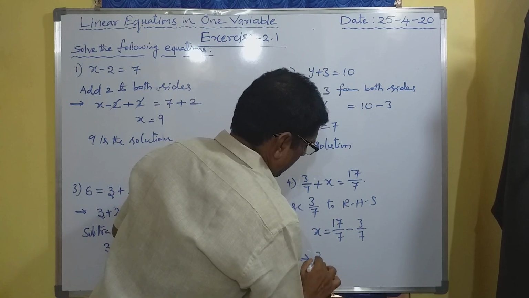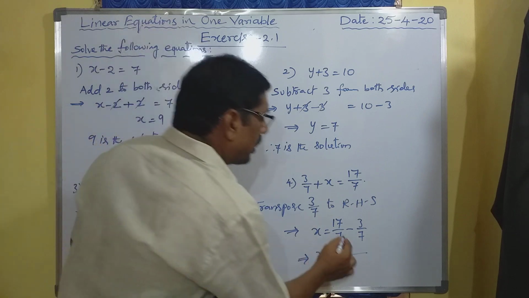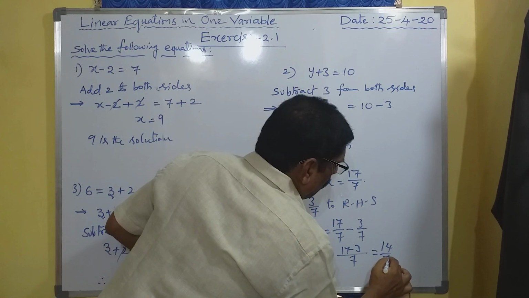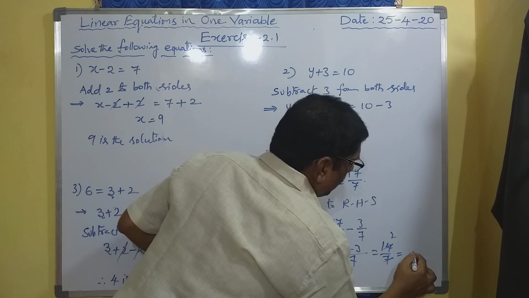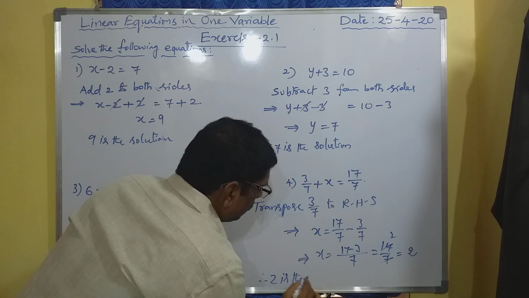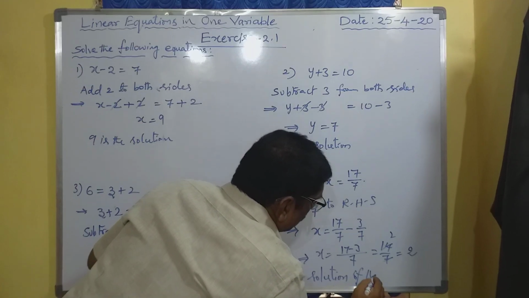This implies x is equal to, these two are like fractions, they have the same denominator, we can write the denominator as 7. 17 minus 3 is 14. 14 by 7, 7 twos are 14. We will get 2. Therefore, 2 is the solution of the equation.